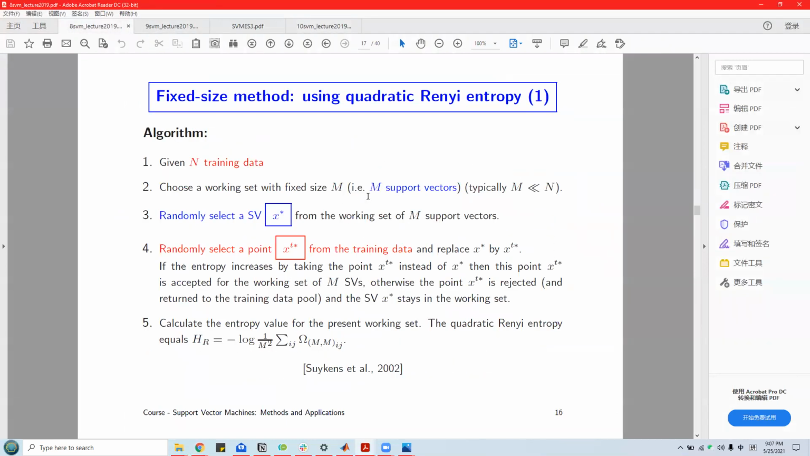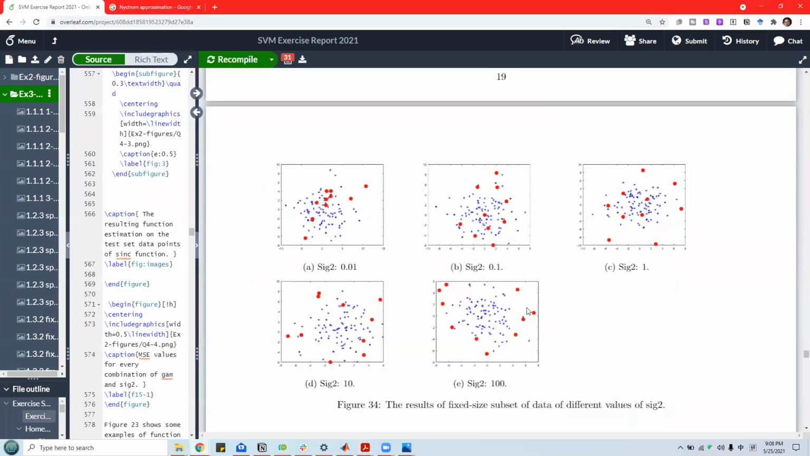So I think these red points can represent the whole data space. So I think it's converged to the maximum value of the quadratic Renyi entropy. That's my answer. But I find when the sigma value is equal to 100, this red point cannot represent the whole data space. I don't know whether my answer is right or not. That's my question.